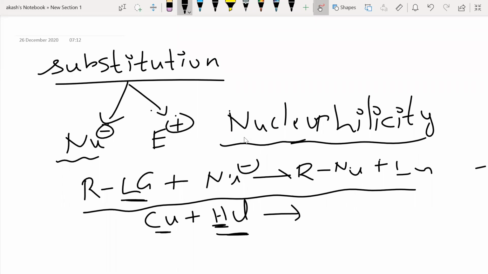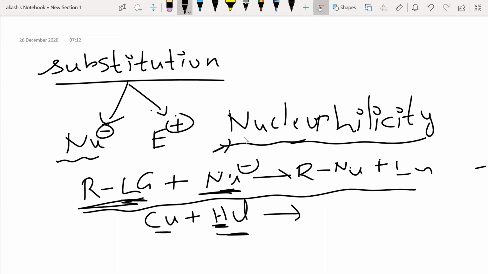Okay, so when I say nucleophilicity, I'm talking about the reactivity of the nucleophile. It's not going to depend on the substrate. It is just this nucleophile, this nucleophilicity. I will define it as the ability of the nucleophile to go and attack the substrate, how fast it attacks. That is nucleophilicity.